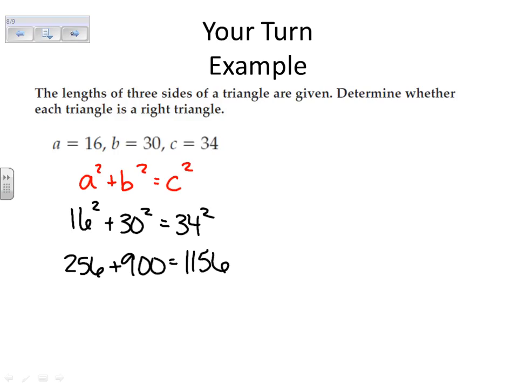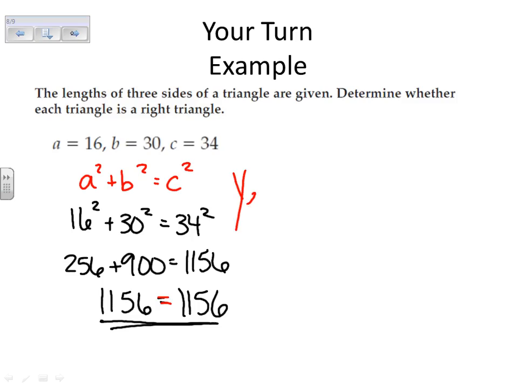And then 256 plus 900 is 1,156, which does equal 1,156. Okay, so because both of these are equal, when they're both equal, what does that mean? That means that they are, yes, it is a right triangle.